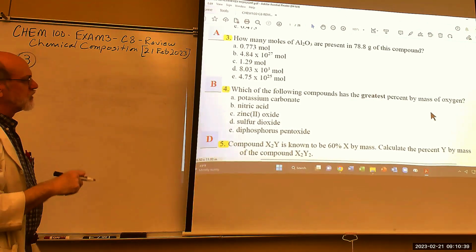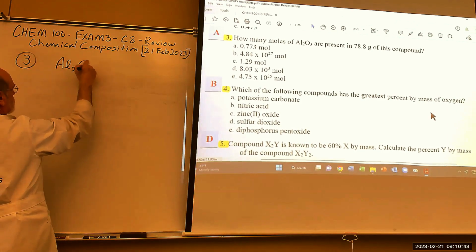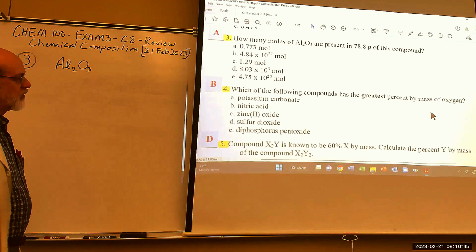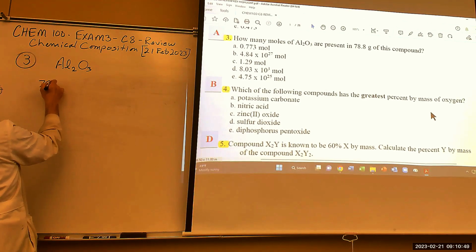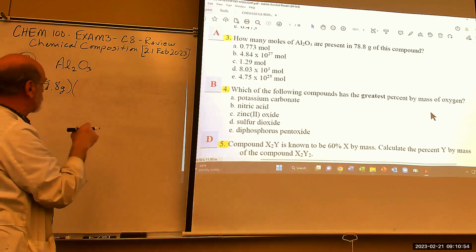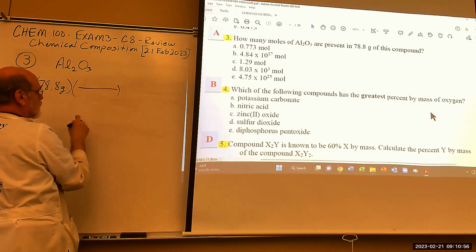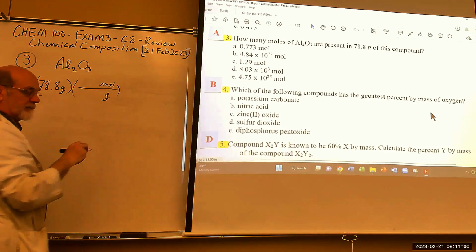How many moles of aluminum oxide? Isn't that nice? They give you the formula. Aluminum oxide are present in 78.8 grams of the compound. 78.8 grams of that compound. How many moles is it? You need your conversion factor to cancel grams and leave you with moles.